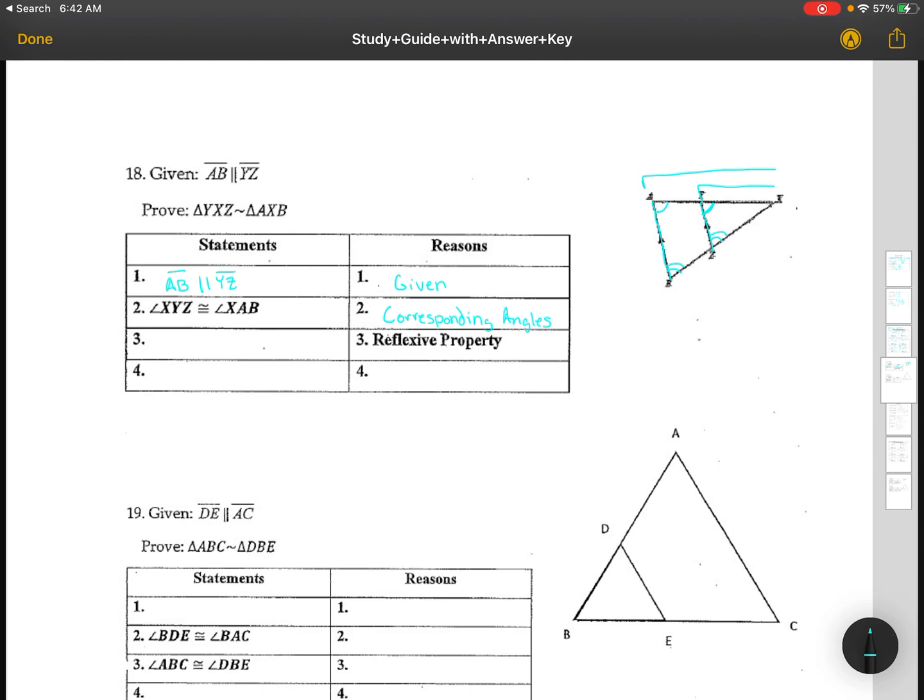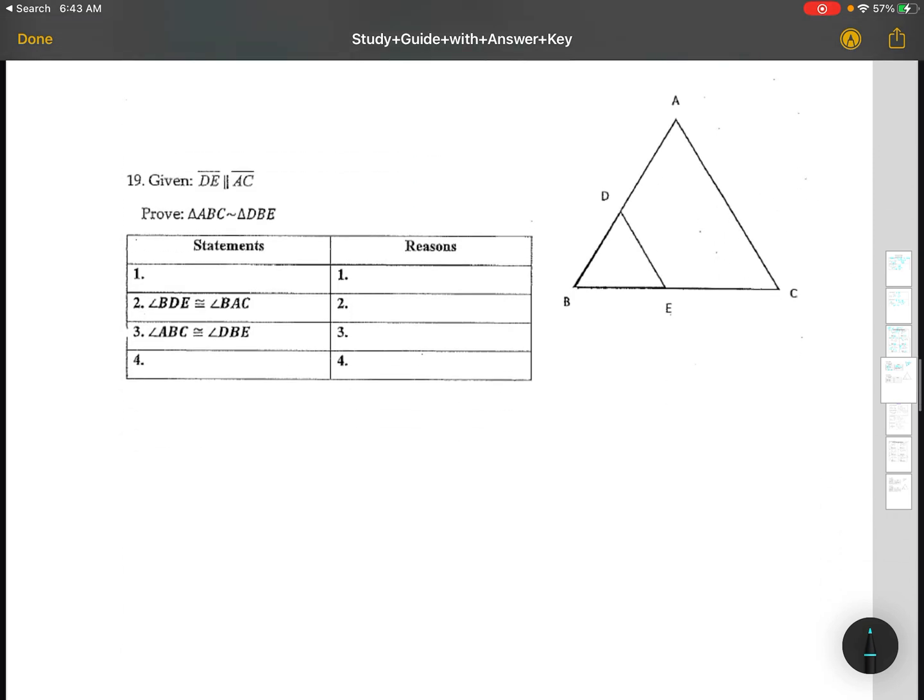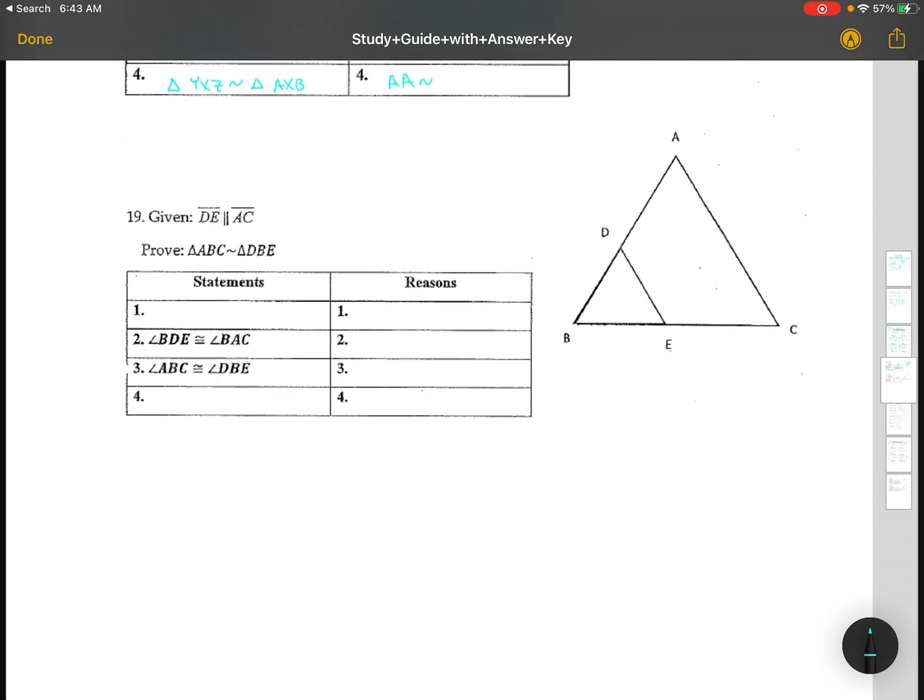So what angle is congruent to itself? Both triangles have angle X in common. So angle X is congruent to angle X. That's a reflexive property. And so now what we've done, again, we don't have any labeled sides. So we're going to say triangle YXZ is similar to triangle AXB. And the reason is angle similarity.